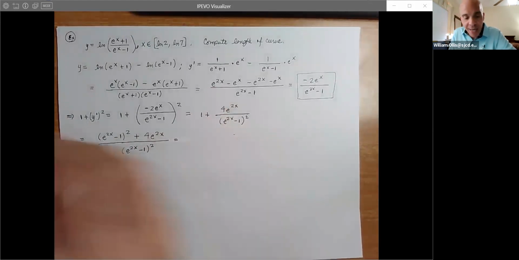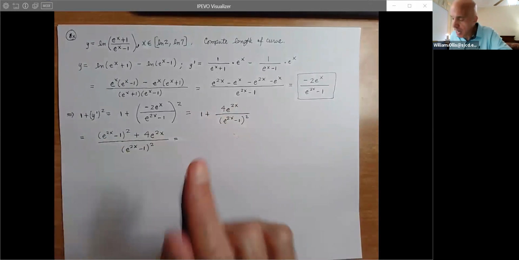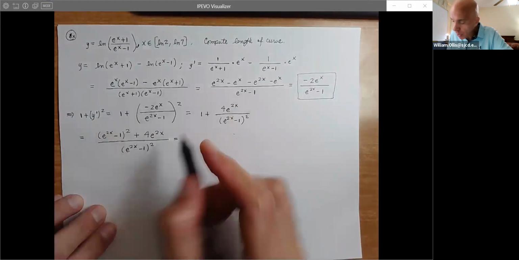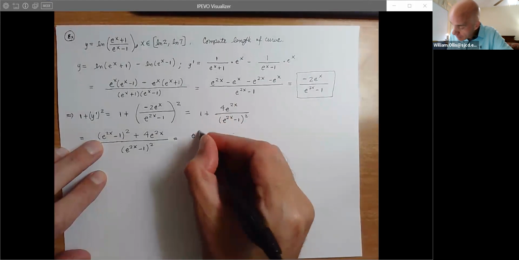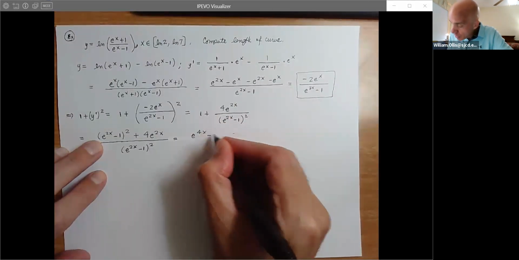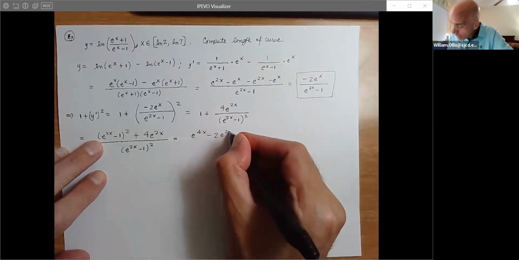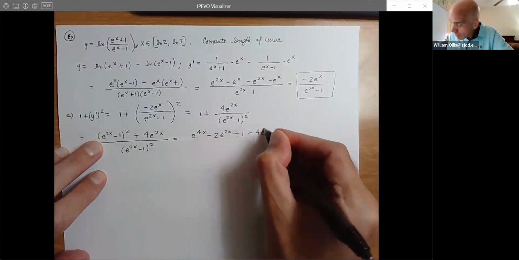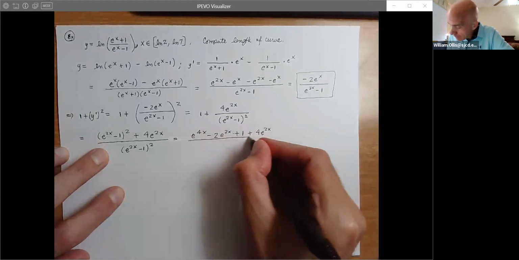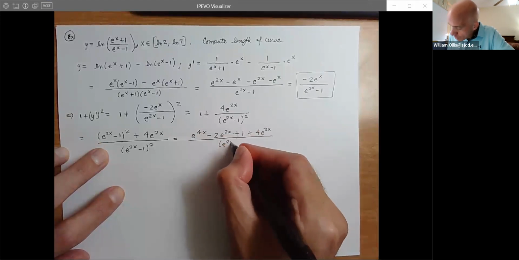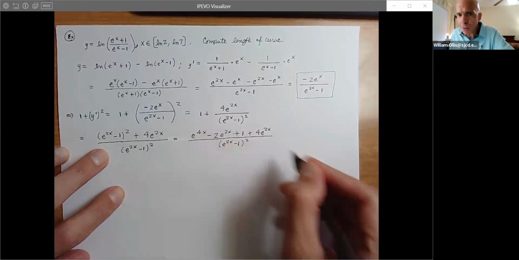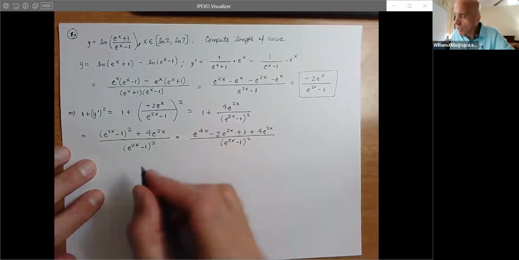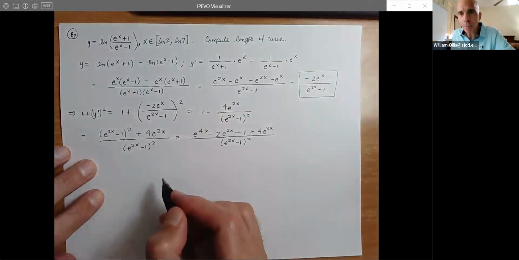So we get, and I'll say when we work with these types of problems, notice we've just ended up with binomials, no trinomials to square. So we get e to the 4x minus 2e to the 2x plus 1 plus 4e to the 2x, over e to the 2x minus 1 squared. You're thinking, well, why did you put this problem in the WebAssign? I could just give you easy problems and then you wouldn't learn anything. So we do these problems so we can get better at our mechanics.